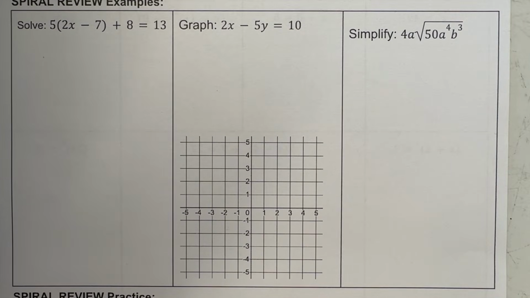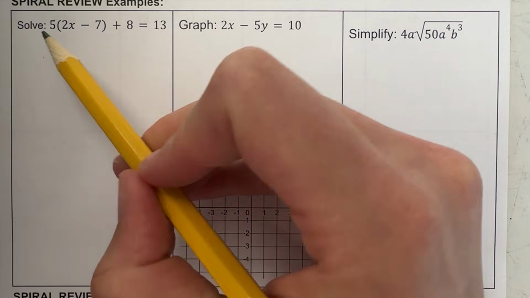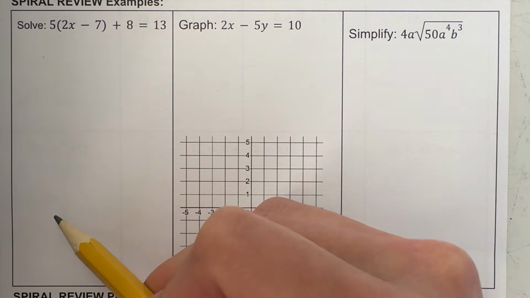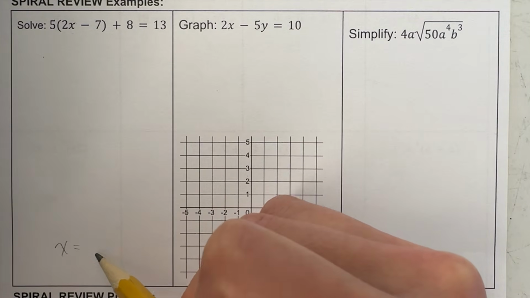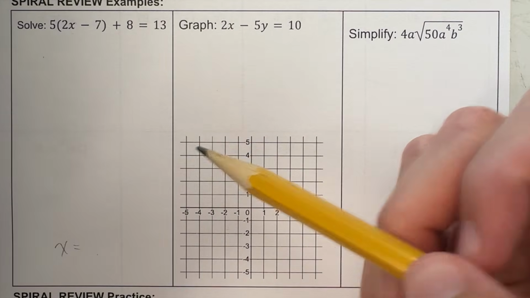All right, it's been a little while since we've done these kinds of problems. Okay, let's start with solving. Remember, when I'm solving, I'm getting x by itself. So my goal is to have, at the end, x equals something. So I'm going to do all the inverse operations to get x by itself.